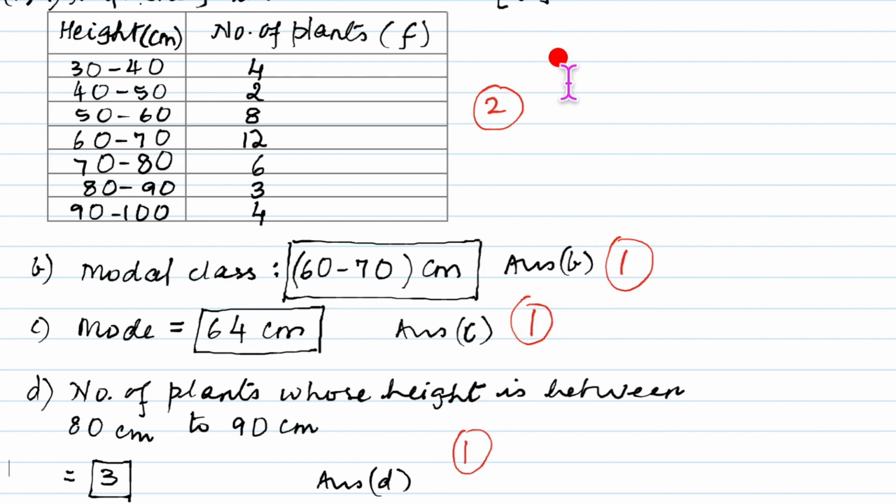So for 5 marks, we will have B, C and D, 1 mark each. And to make this frequency distribution table, it is 2 marks. So if you've written all this properly, then you will get your full 5 marks here.